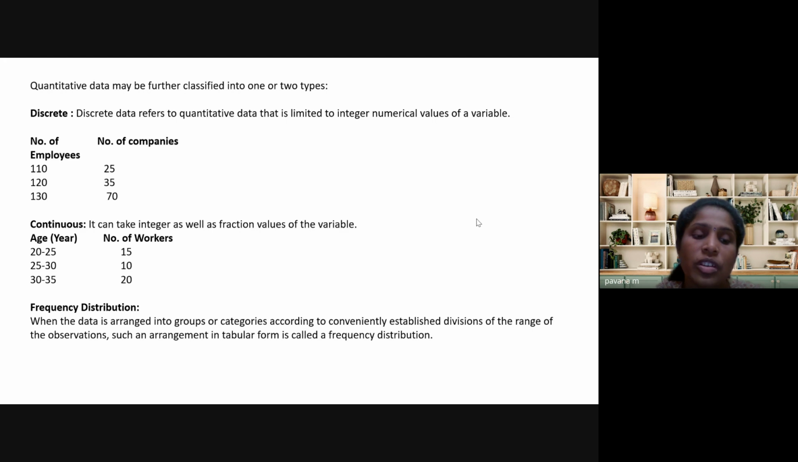And the next one is frequency distribution. In the above example, the number of workers is the frequency, that means 15, 10, 20. For a particular company, the workers in the age group 20 to 25 are 15, so the frequency is 15. The workers between 25 to 30 are 10, so the frequency is 10 workers. So frequency distribution means the number of observations that fall under a particular category.